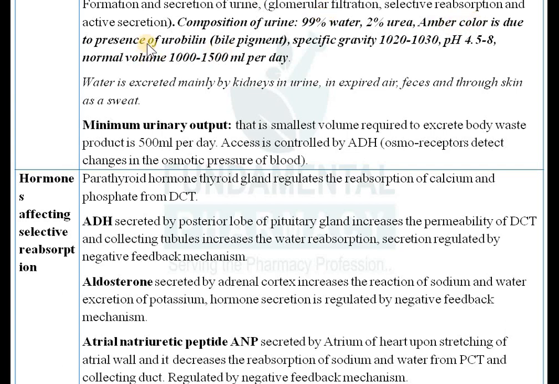reabsorption and active secretion. I am not going to take it in detail, सब कुछ डिटेल में नहीं लेने का, ये जीपैट का लेक्चर है, आपका क्लास नहीं, ठीक है। So what is the composition of urine, this is important. So 99% urine will have water, 2% will be urea. The color of urine is amber color, and that color is because of this 1% presence of urobilin. Urobilin, it is very important, लिख लो आप। So urobilin is nothing but the bile pigment.